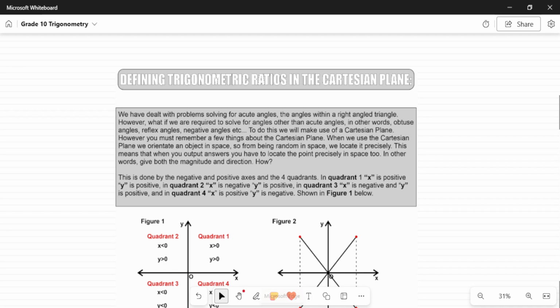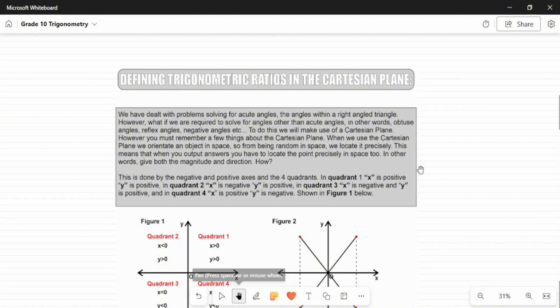Finding trigonometric ratios in the Cartesian plane. We have dealt with problems solving for acute angles, the angles within a right angle triangle. However, what if we are required to solve angles other than acute angles? In other words, obtuse angles, reflex angles, and negative angles. To do this, we'll make use of a Cartesian plane.